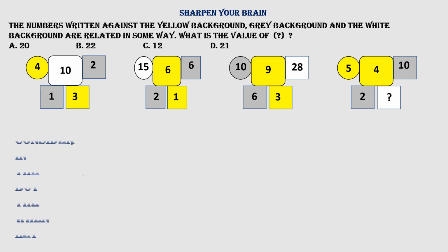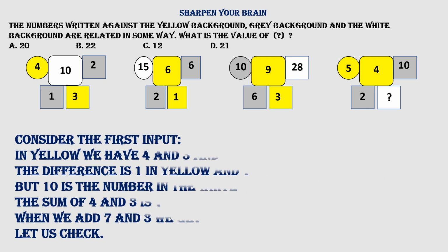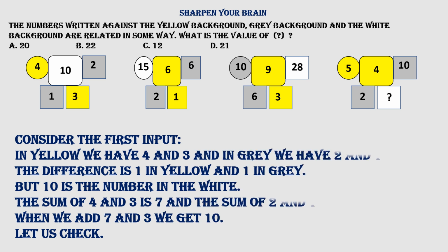Consider the first input. In yellow we have 4 and 3. And in gray we have 2 and 1. The difference is 1 in yellow and 1 in gray. But 10 is the number in the white. The sum of 4 and 3 is 7 and the sum of 2 and 1 is 3. When we add 7 and 3 we get 10. Let us check.